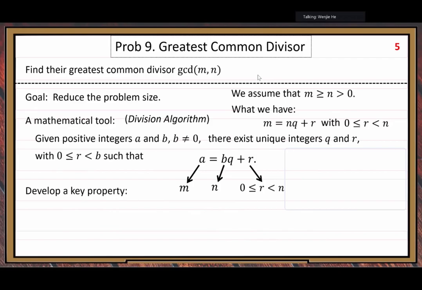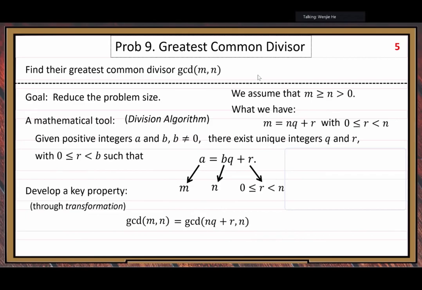How to do the reduction? We do some formula transformation. GCD of m and n, this is our goal. But we have a new representation of m. Let's replace m by our new representation.